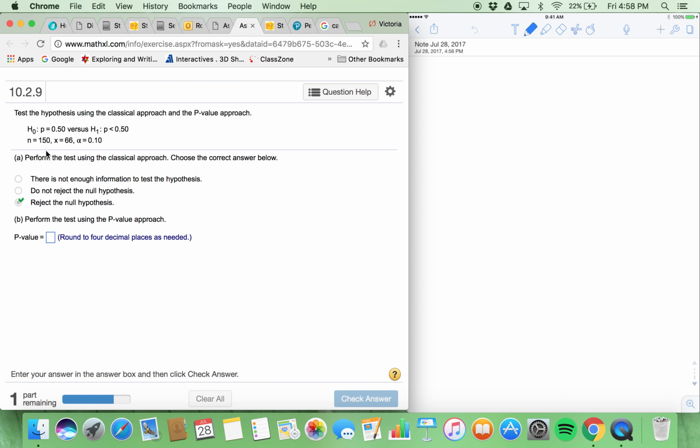Then we have that n equals 150, our x is 66, and alpha is 0.10. So next we have to perform the test using the classical approach. So that means that we're testing with z. So let's just write this out. So again, H naught is going to be p equals 0.5. H sub 1, which is our alternative hypothesis.